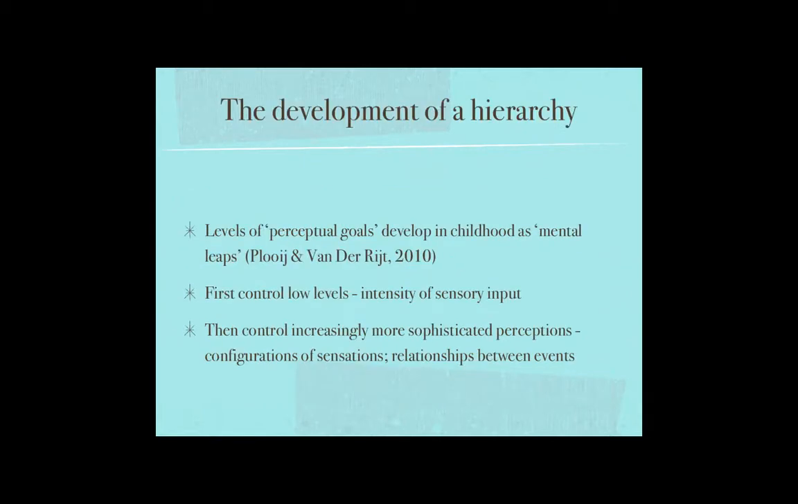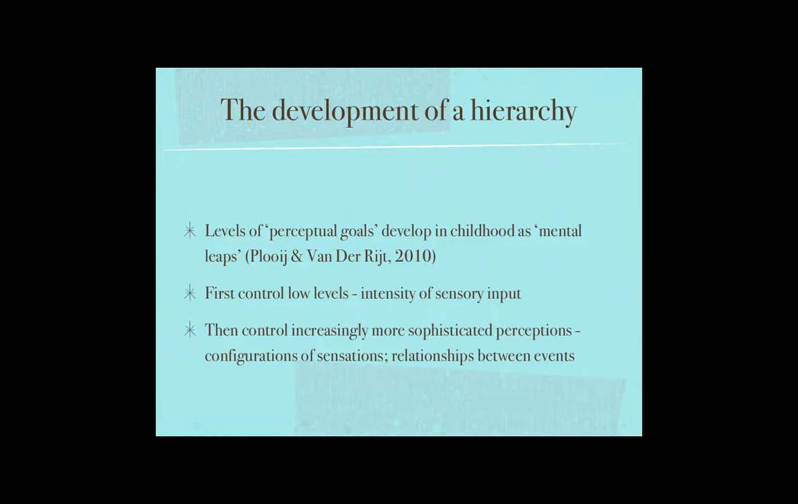And as I was saying, the idea is that these perceptual goals develop in a hierarchy, and there was some fascinating work by Frans Plooij and Van de Rijt, who worked initially with infant chimpanzees and then with children, and they plotted the stages of development and proposed that they mapped on to new ways that the child is perceiving the environment and therefore controlling the environment to meet the goals at that level.